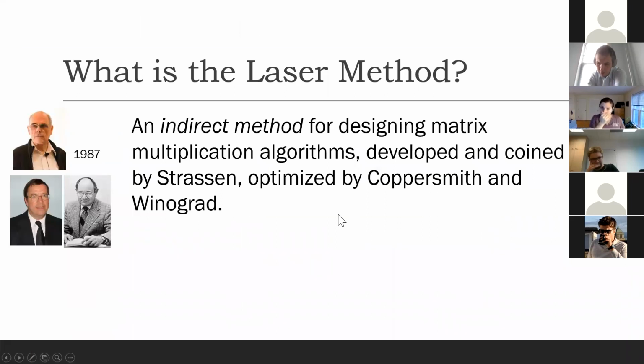So what is the laser method? As I said, it's an indirect method for designing matrix multiplication algorithms. It was developed by Strassen, who also came up with the name. It's unclear to me exactly how it corresponds to what's going on, but he had something in mind. Then it was optimized for the Coppersmith-Winograd tensor by Coppersmith and Winograd, and many other tensors as well.